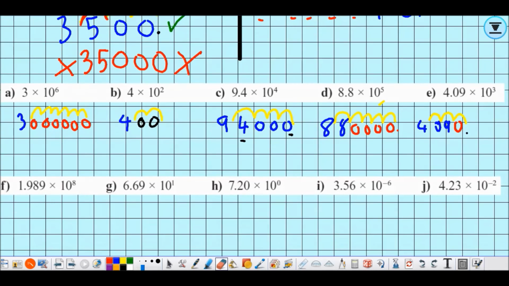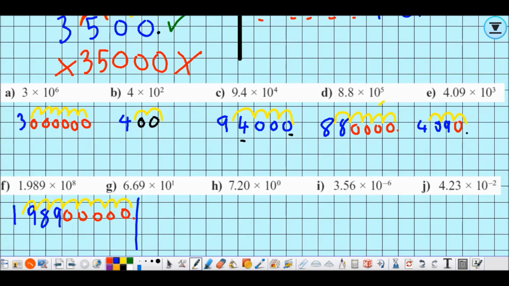Let's move on to the last part, which is the negative numbers, and I've put a couple of different ones in here just to give you a feel for how they work. So we've got 1.989 times 10 to the power of 8. So we're moving this decimal quite a bit. 1, 2, 3, 4, 5, 6, 7, 8. Fill in any placeholders. 1, 2, 3, 4, 5. Remember, my decimal is now moved to the end of my number, and that's my value for F.